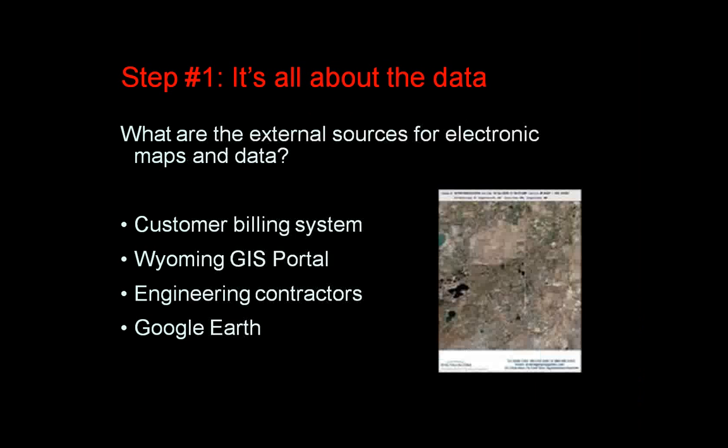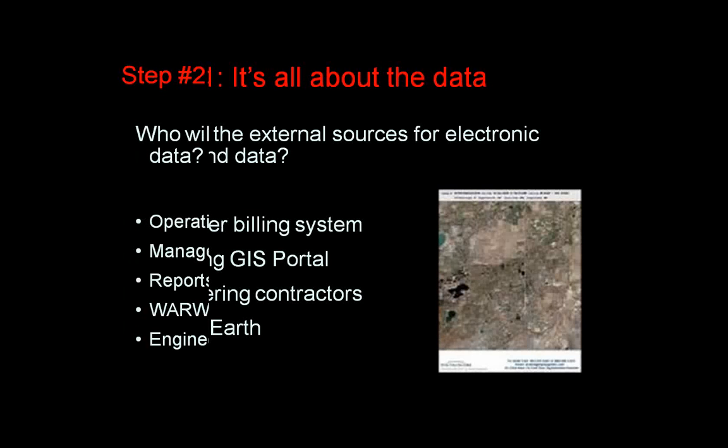Then the other thing you want to do is look around and say, what are the external sources of electronic maps and data that you can get to get you started? There is the customer billing system, obviously. Wyoming has a GIS portal. Many of the states have various GIS portals where you can get electronic data from. Satellite imagery, for example. Engineering contractors that you've worked with in the past might have this data. And then even going to Google Earth and pulling in Google Earth data would be easy to do. So there's a variety of different places.